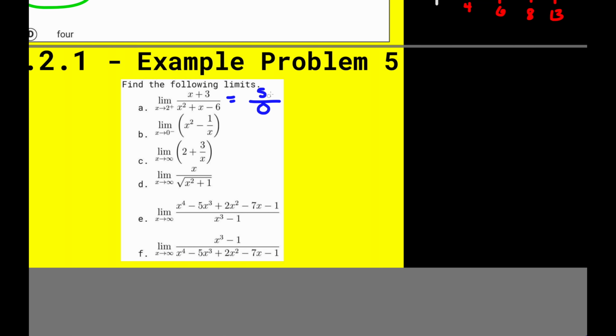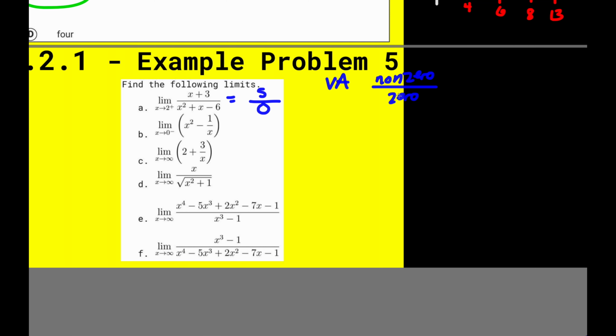So you end up with 5 over 0, which means you have a non-zero over a 0. That means a vertical asymptote is happening. That is important to understand. A vertical asymptote is when there's a non-zero over 0 occurring. That's what's happening at every single vertical asymptote.